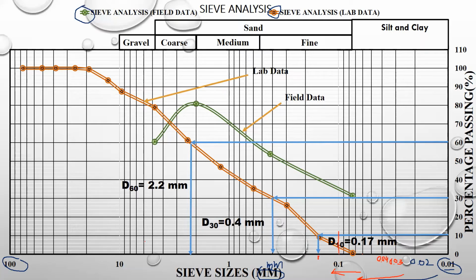Now I'm moving towards the diameter 30 grain size. So at 30% passing, I will draw this line here and then I drop it. It is directly connecting over here. So you will see this one is 0.2, 0.3, and it is 0.4. So D30 is coming out to be 0.4 because it is directly lying on this line.